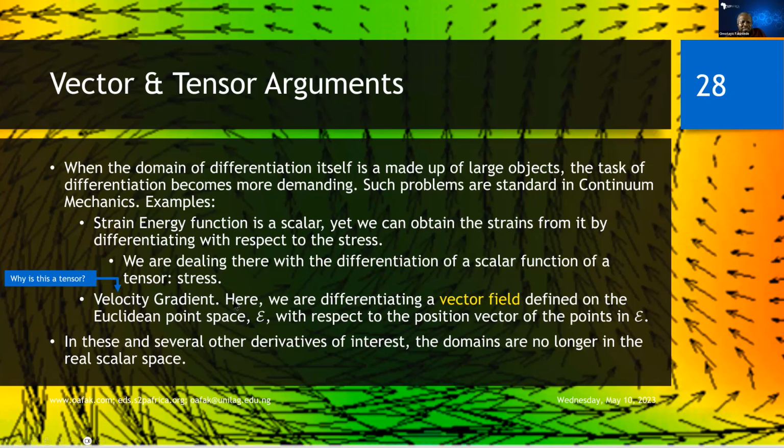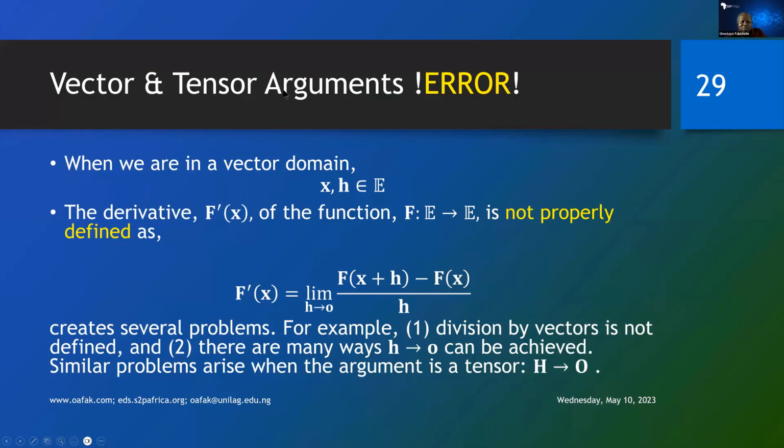The velocity gradient, here we are differentiating a vector field defined on the Euclidean space. So the vector is a function of a vector, because the Euclidean point space, for the purpose of differentiation, is like a vector space, because every point there has a position vector. So it is a vector function of a vector, and that will give you a tensor. So you are differentiating a vector with respect to a vector. So this is where the problem is, the problem I've been talking about since the beginning.